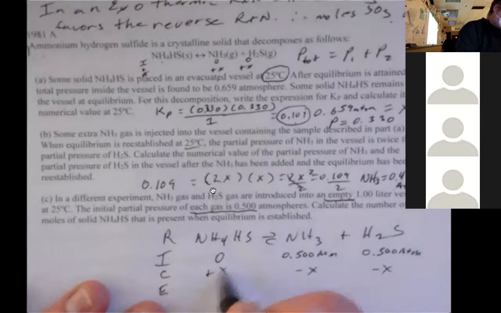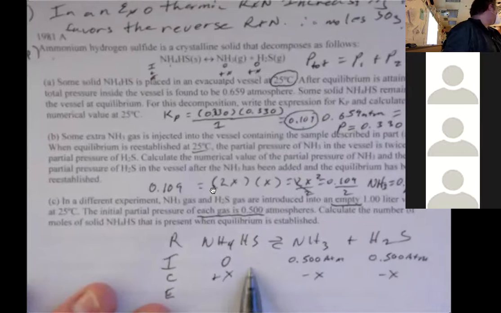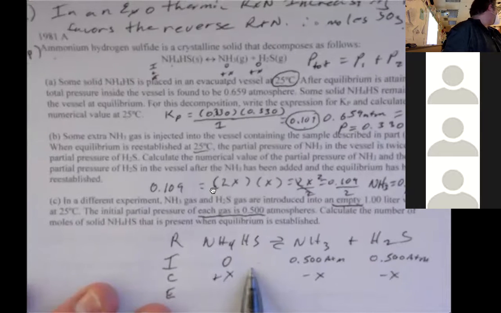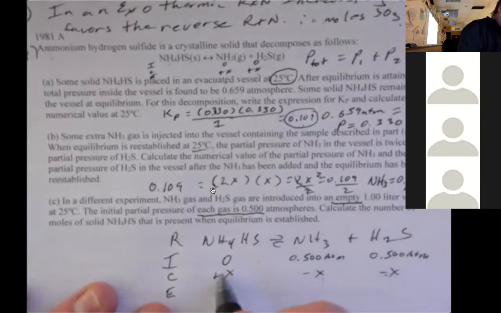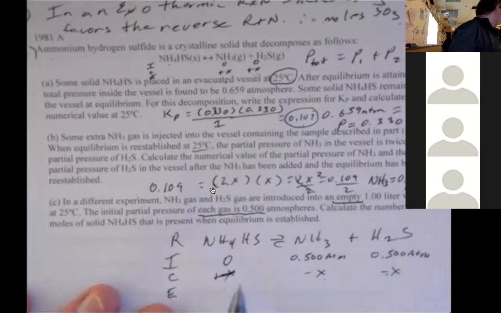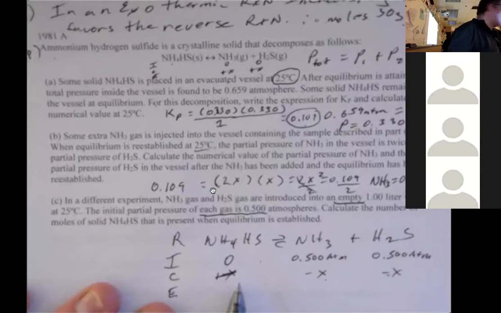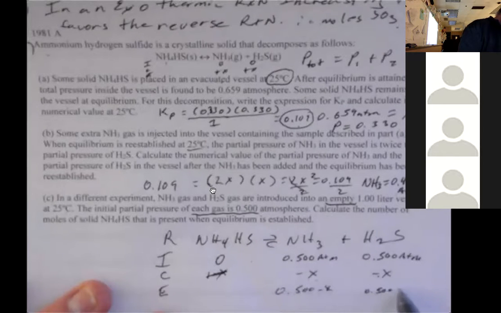But in reality, it's not a pressure, so we can't actually call that X. So we have to actually backwards engineer this one. It's kind of an interesting one. Because these are pressures, that does not attribute to moles. So we'll have to find the amount of that some other way. 0.500 minus X, 0.500 minus X.